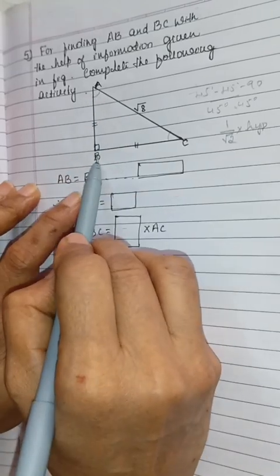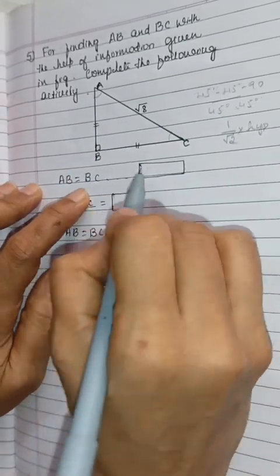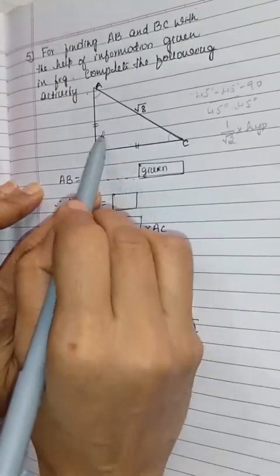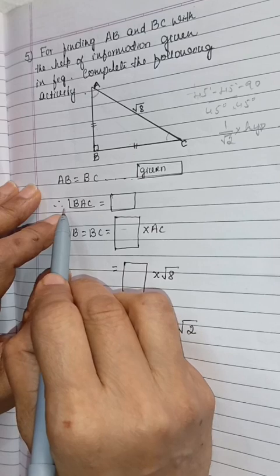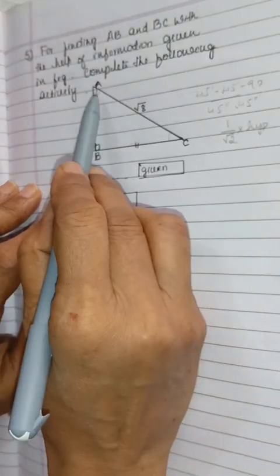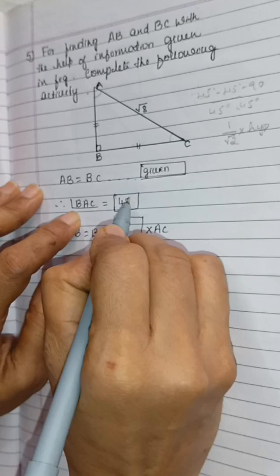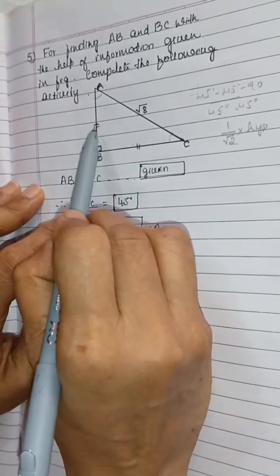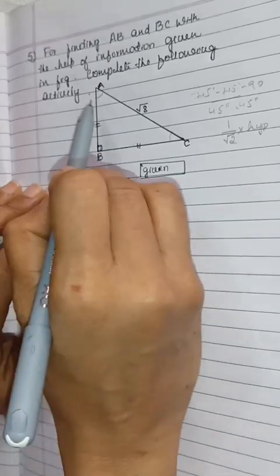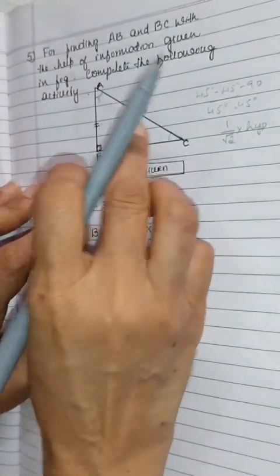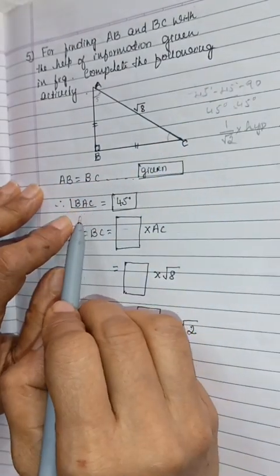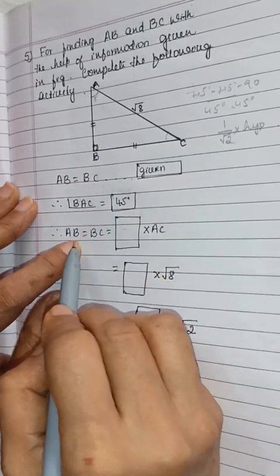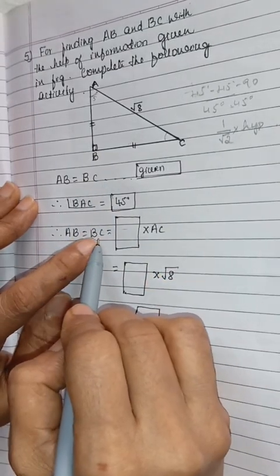Here it is AB equal to BC. This is given, AB equal to BC. Second, therefore angle BAC is 45 degree. How do we come to know that it is 45 degree? Because these are identical marks, this is 90 degree, and these two are perpendicular sides, then it is 45 degree. That's the property of a right angle triangle. So BAC is 45 degree. AB equal to BC is also given.